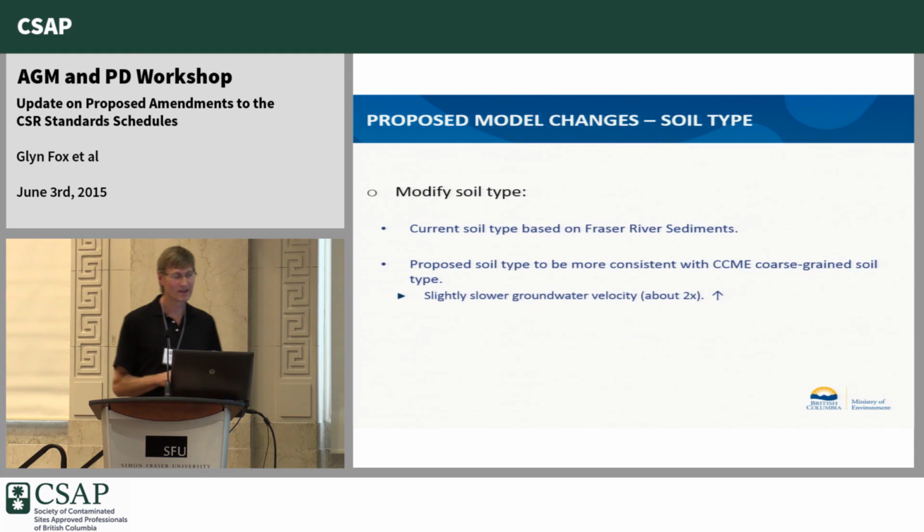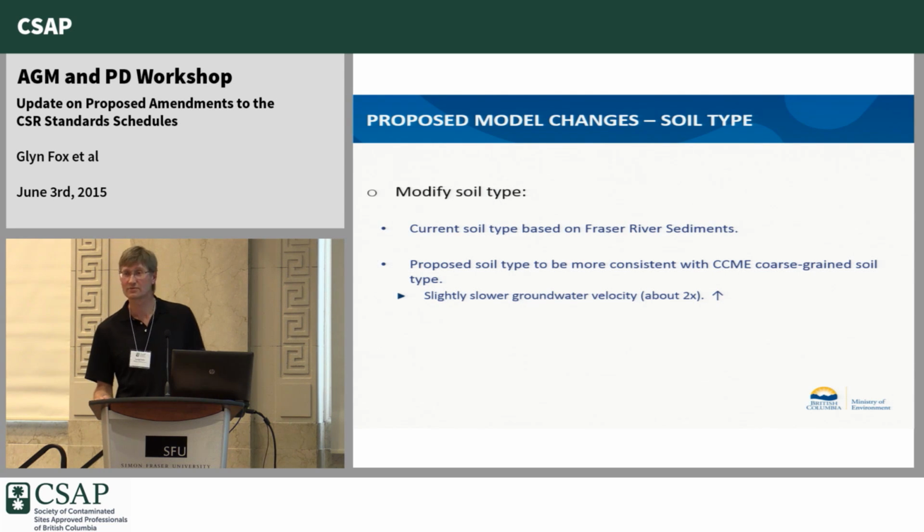One of the other options we had on the table was that maybe we need to modify our soil type. Maybe this isn't fully representative of BC, or it's too conservative as a whole. So we looked at what other jurisdictions have. We looked at CCME. They've got a coarse-grained soil type. If we modified our soil type slightly, we'd end up with a slightly slower groundwater velocity. For a substance that decays, you're going to get more attenuation. So in that case, soil standards would go up a bit.